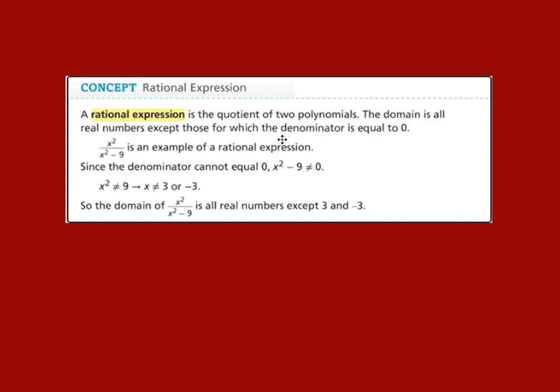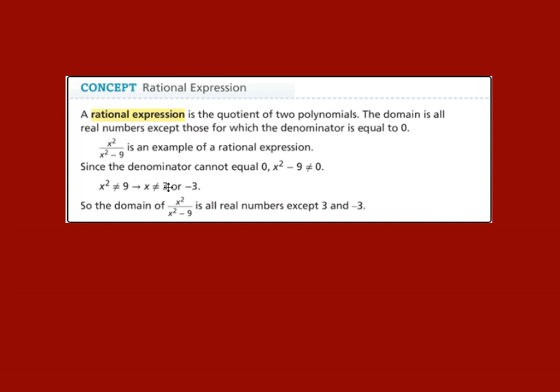It says a rational expression is the quotient of two polynomials. The domain is all real numbers except those for which the denominator is equal to 0. So x squared over x squared minus 9 is an example of a rational expression. But since the denominator cannot equal 0, that means that whatever is in our denominator cannot equal 0. So it's x squared minus 9, that can't be 0.